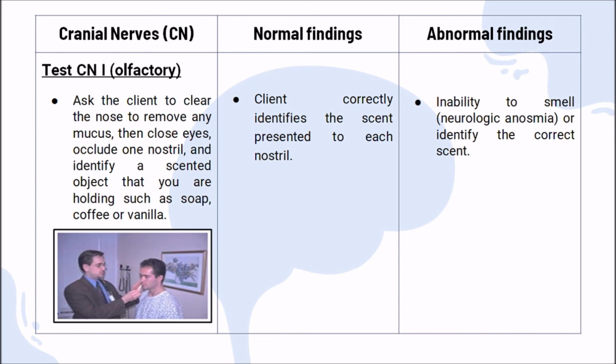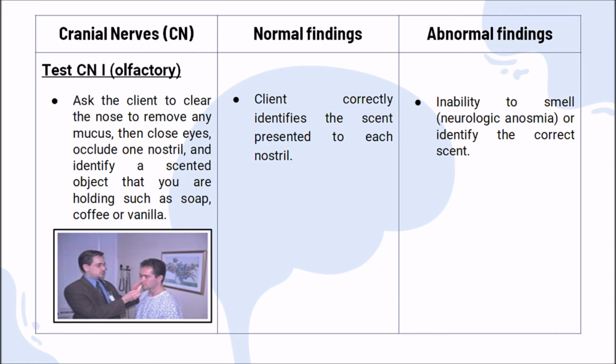Test for cranial nerve 1, olfactory. Instruction. Ask the client to clear the nose to remove any mucus, then close eyes, occlude one nostril, and identify a scented object that you are holding such as soap, coffee, or vanilla.